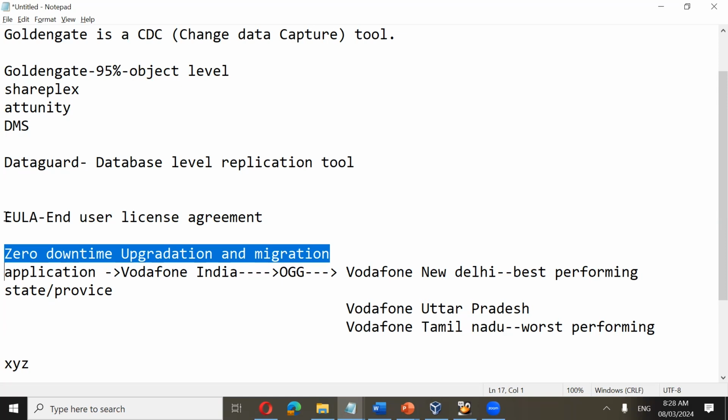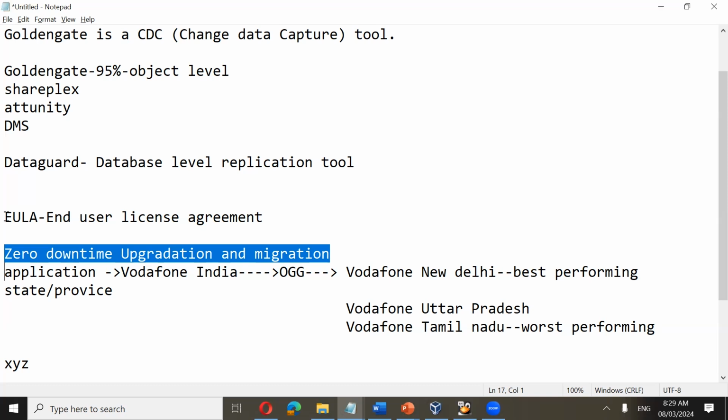They requested 1 hour of downtime. In that time, customers weren't able to do any transactions. They were unable to pay any bill, and their call logs were not recorded. There were a lot of issues at that time. If they had used Goldengate, which is used for zero downtime upgradation and migration, the application would stay connected and there would be no downtime.